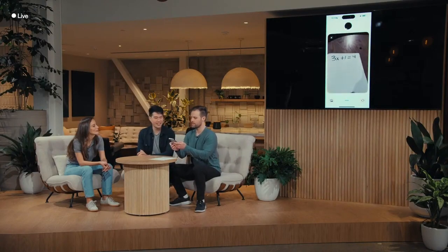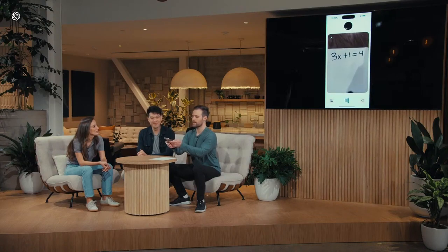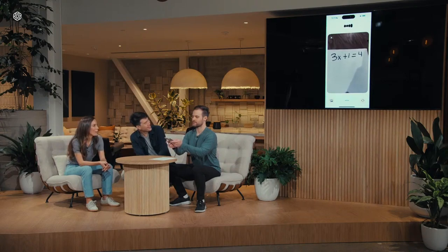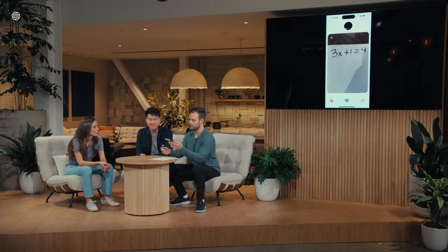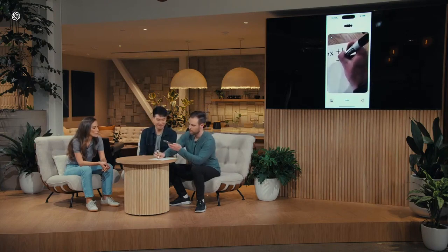So, ChatGPT, what equation did I write down there? Ah, I see it now. You wrote down 3x plus 1 equals 4. Yep, exactly. So what's the first step I should take to try to solve this? The first step is to get all the terms with x on one side and the constants on the other side. So what do you think we should do with that plus 1? Okay, I'm going to try to subtract 1 from both sides, and then I'll see what I get. Great idea. Perfect. Now, what do you get when you subtract 1 from both sides?